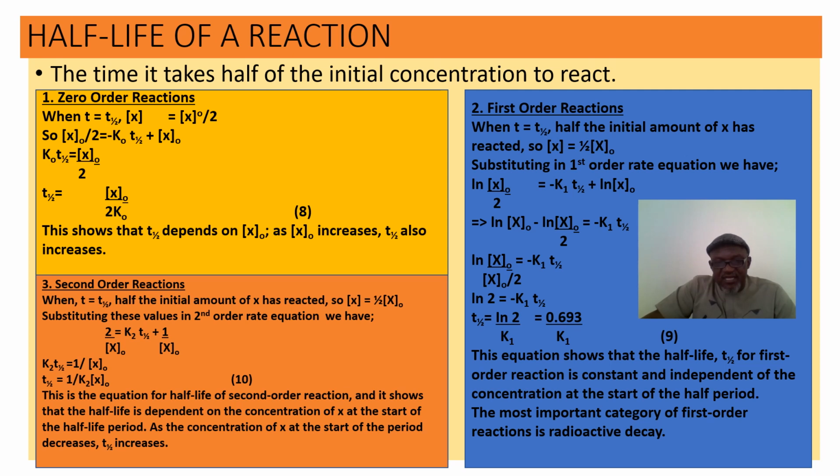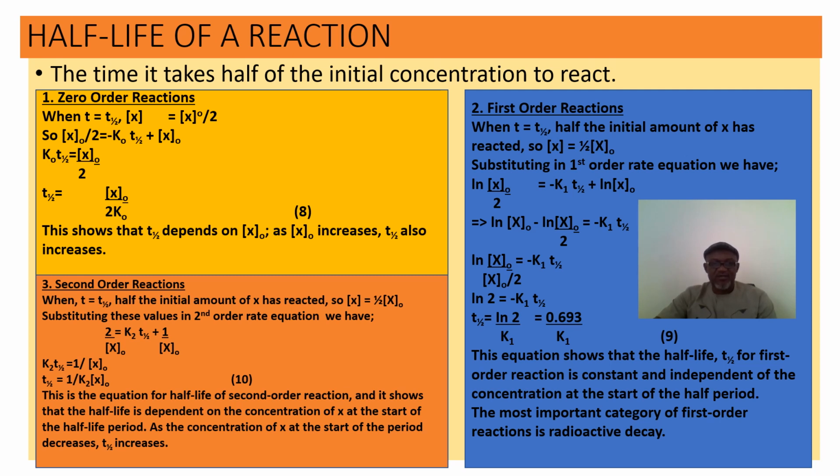So this equation shows that the half-life of first order reactions does not depend on initial concentration. Look at equation 9. There is no initial concentration here. So whether your initial concentration increases or decreases, nothing will happen to the half-life. And one of the categories of reactions that follow this is radioactive decay processes. That's why if the half-life of uranium is 1,000 years, for example, whether uranium is 25 grams or 1,000 grams, it will take the same number of years for half of that to disintegrate.